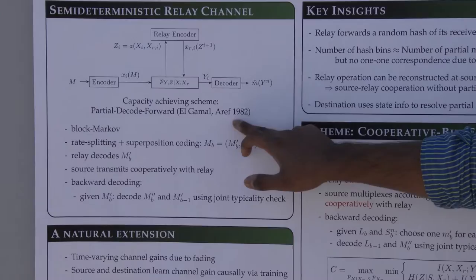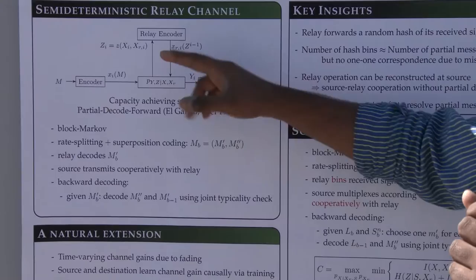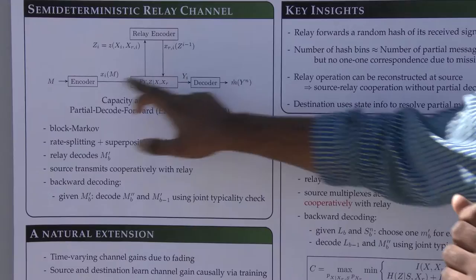to 1982. The main idea of the scheme is that the message the source wants to communicate is divided into two components. One component is decoded by the relay. It's a block Markov scheme. So once the relay decodes it, in the next block, it transmits a code word corresponding to its decoded message, and the encoder transmits a new code word conditioned on that for cooperation.